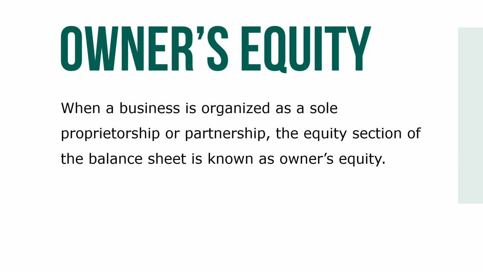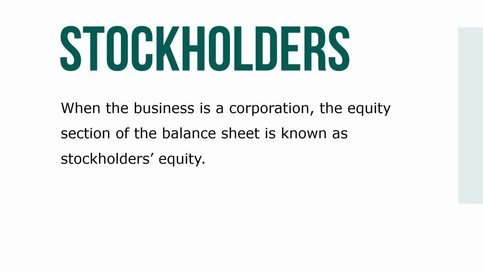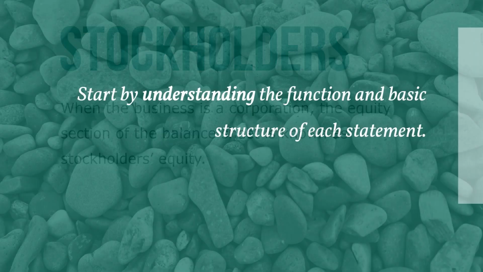When a business is organized as a sole proprietorship or partnership, the equity section of the balance sheet is known as owner's equity. The ownership is labeled with the name of the owners or business and the word capital. When the business is a corporation, the equity section of the balance sheet is known as stockholders' equity. The ownership is represented in two categories: capital stock and retained earnings.